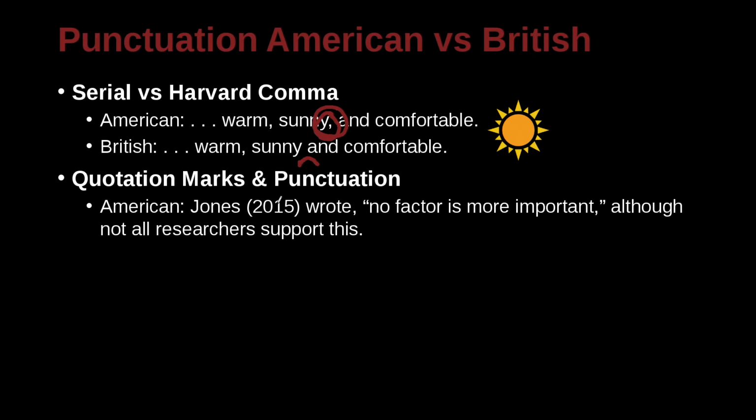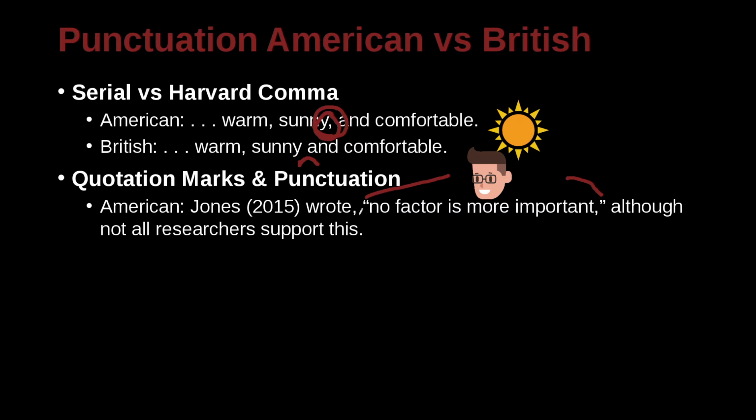Question marks and punctuation. Here's an example. Jones, 2015, wrote, "No factor is more important, although not all researchers support this." Let's take a moment to look at this example because it's an excellent example. It's a little bit confusing. First of all, we have a quotation here. So here's a quotation mark and here's a quotation mark. So this is a quote. This is going to be from a researcher, and we cite the researcher here, Jones 2015, and we're going to actually say what that person wrote. So we're okay citation-wise. We're not plagiarizing. This is quite all right.